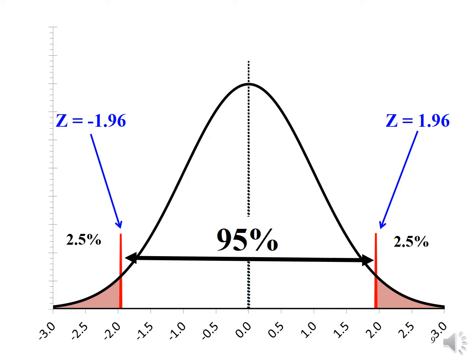Similarly, we also know that 95% of the distribution, again in this case we're talking about sample means, falls between a z of negative 1.96 and a z of positive 1.96. So we can think of that positive 1.96 and negative 1.96 as bounds for 95% of the distribution.